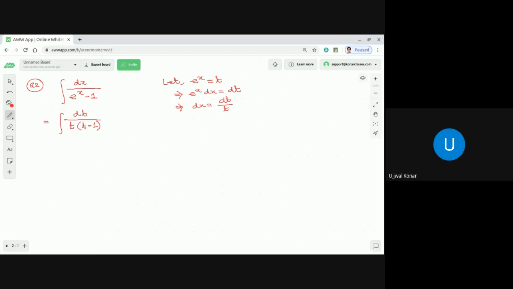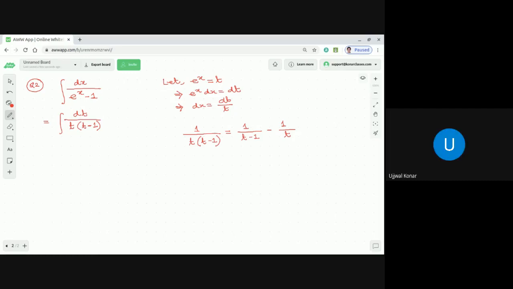Now after that, what is the integrand here? 1 by t into t minus 1, correct or not? So we can express it like this: 1 by t minus 1 minus 1 by t. Do you agree with me? This becomes 1 by t into t minus 1. If you simplify the right hand side, do you get the left hand side?